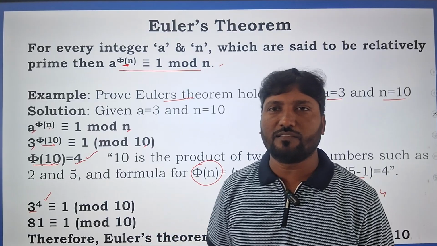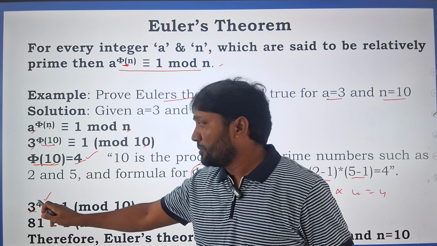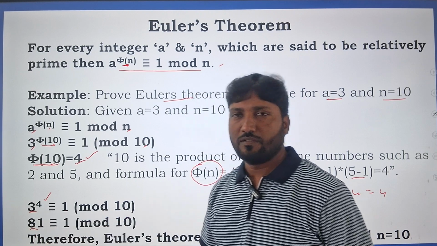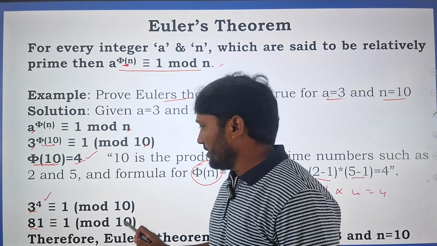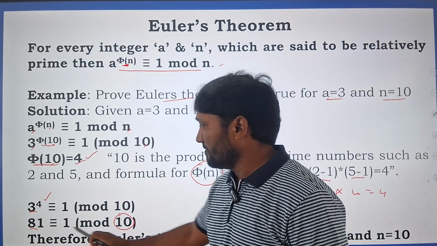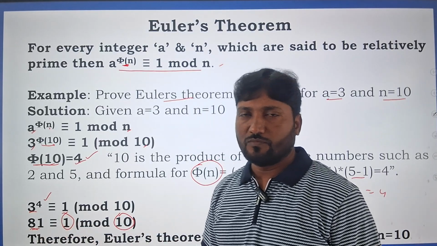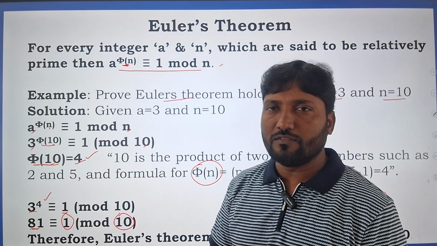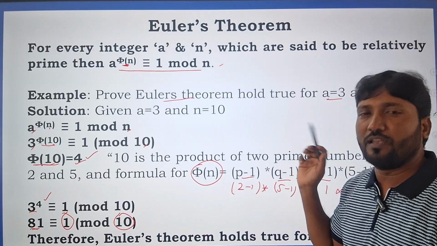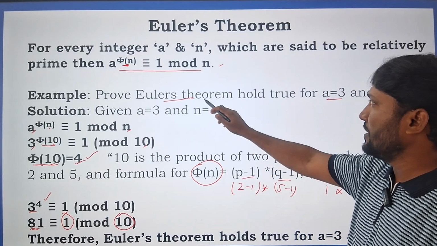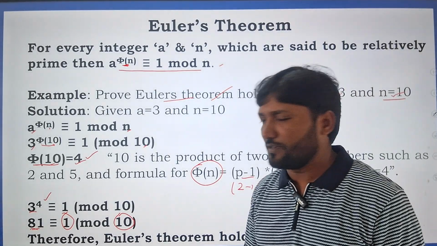Just like that we can calculate phi of n here and substitute the value: 3 to the power of 4 gives 81. So what is the meaning here? Now if you divide 81 by 10, the remainder must be 1. If the result value is 1, then it is true for the given values a equals 3 and n equals 10. That is, Euler's theorem holds true for a equals 3 and n equals 10.